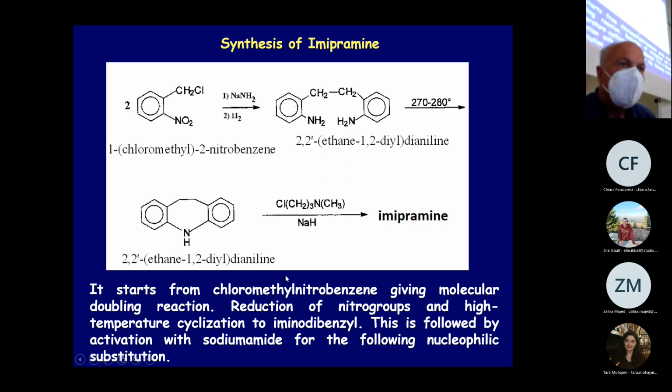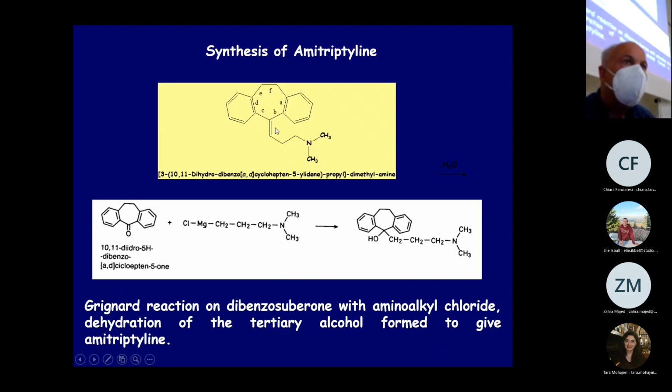Okay. Now, amitriptyline. Amitriptyline is characterized by a double bond instead of the nitrogen atom in the central 7-member ring. This synthesis is very easy.